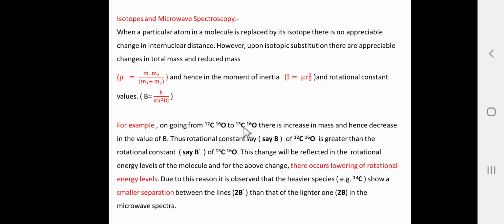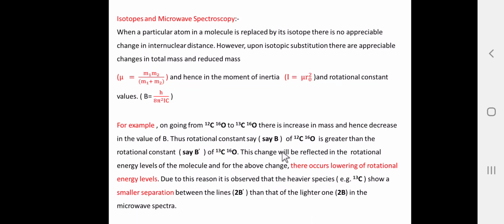Due to this reason, it is observed that heavier species such as carbon 13 show a smaller separation between the lines, that is 2B dash, than that of the lighter one, that is 2B, in the microwave spectra. That means, when we consider the microwave spectra for the carbon monoxide where carbon 12 is used, as well as the carbon monoxide where carbon 13 is used, what is the observation? The spacing between the lines in the carbon monoxide where carbon 13 is used decreases as compared to the lighter one, that is the carbon monoxide where carbon 12 is used.